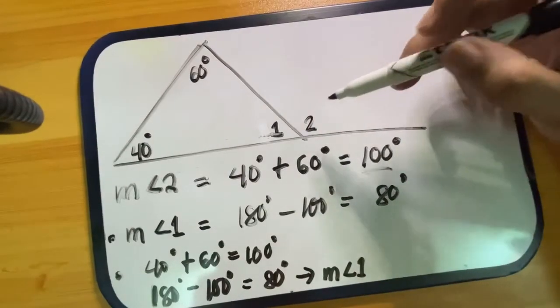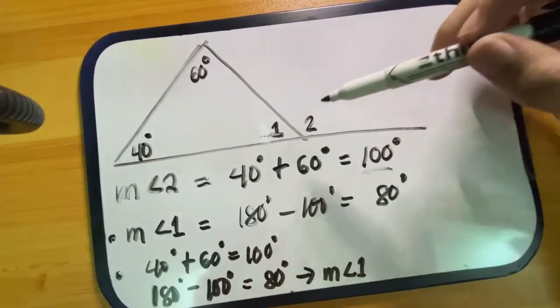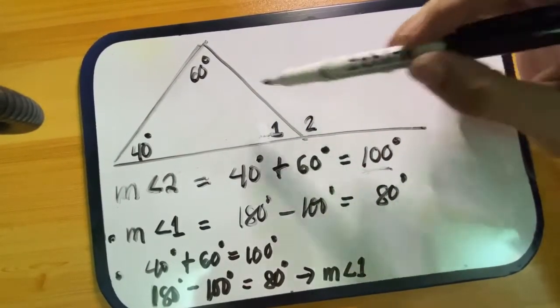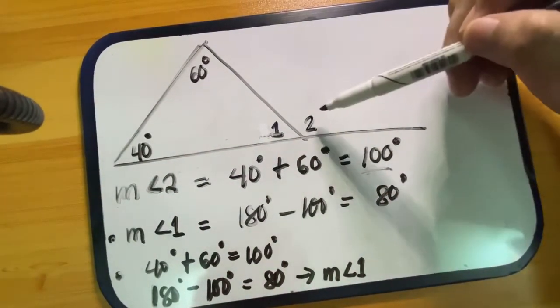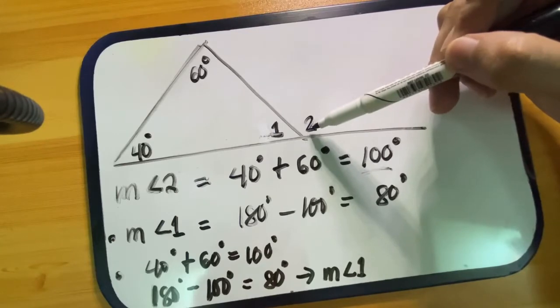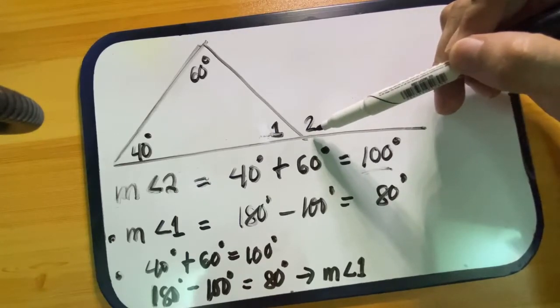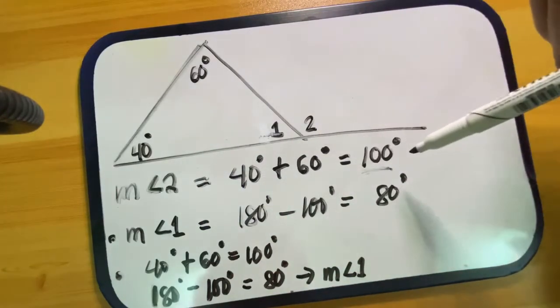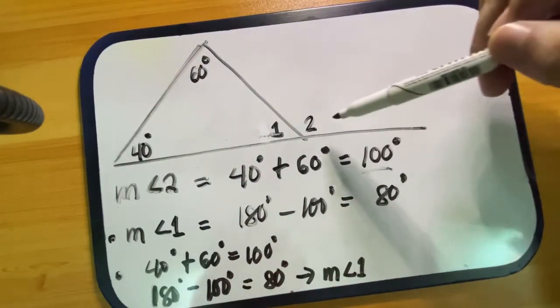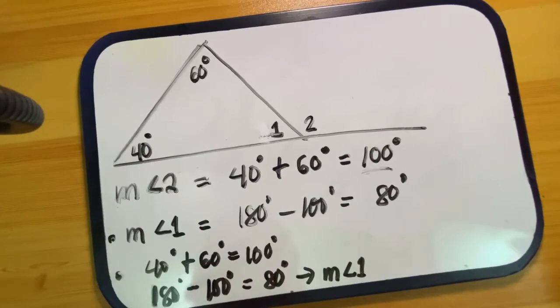So this is the relationship between the exterior angle and the remote interior angles. So again, in order to get angle 2, just add the measurements of its remote interior angles, 40 and 60. So 40 plus 60, 100, and that's the measurement of angle 2.